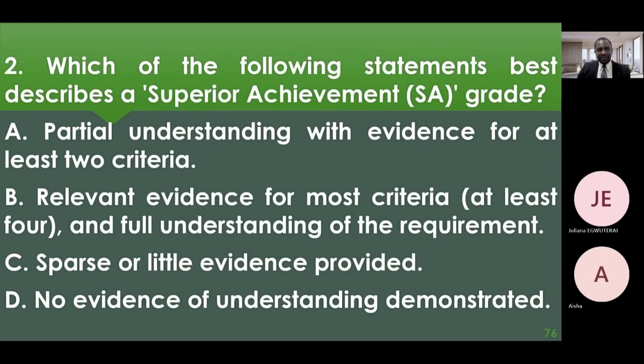Which of the following statements best describes a superior achievement grade? A, partial understanding with evidence for at least 2 criteria. B, relevant evidence for most criteria, at least 4, and full understanding of the requirement. C, sparse or little evidence provided. D, no evidence of understanding demonstrated. B. Okay, final answer.